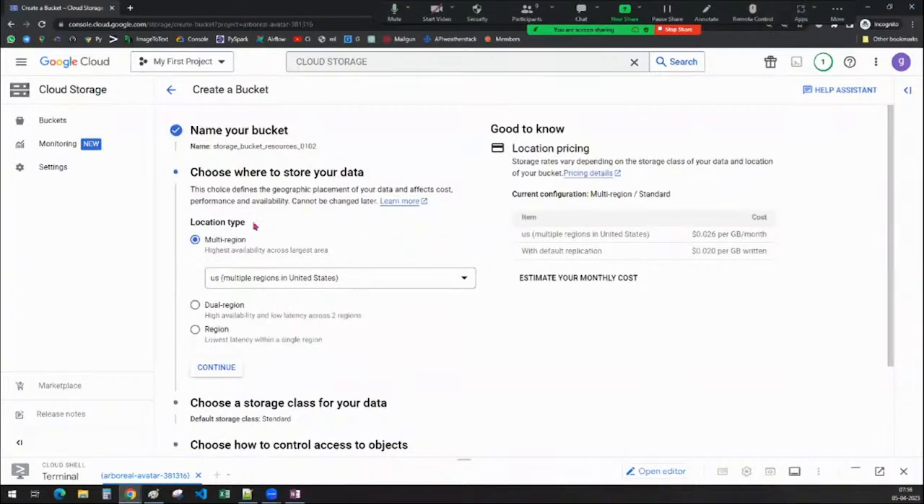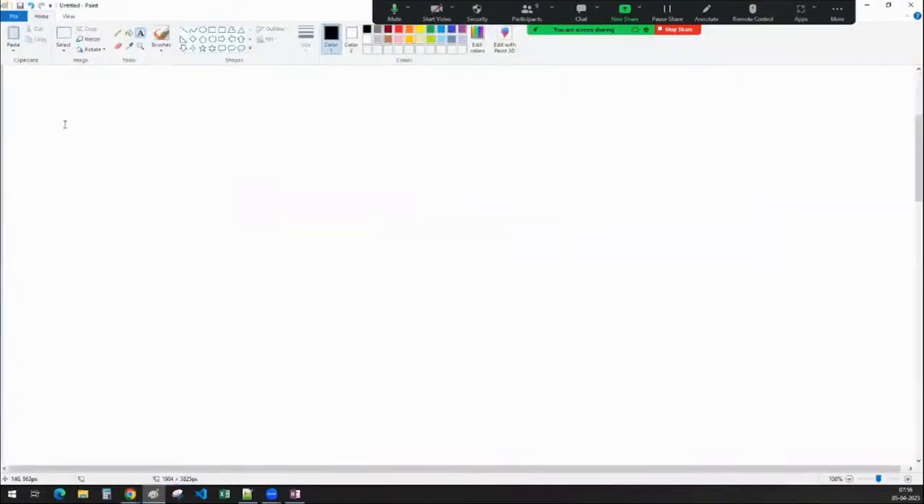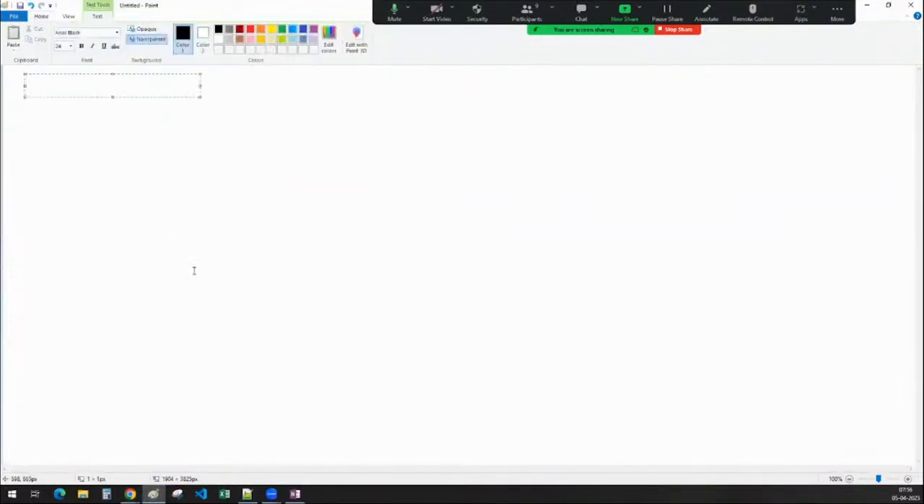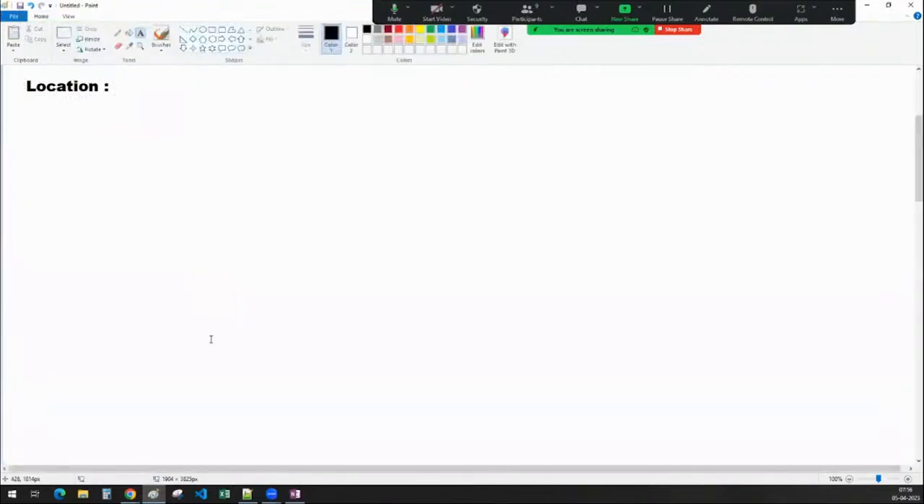This is where we have to worry about location. I want you to understand about location. While you are creating a bucket, one of the very important things you have to remember is location, guys.